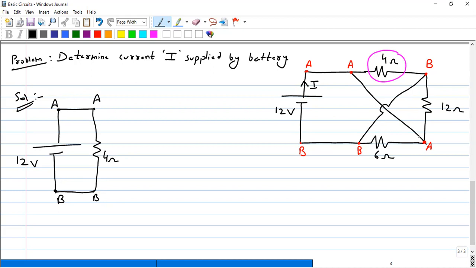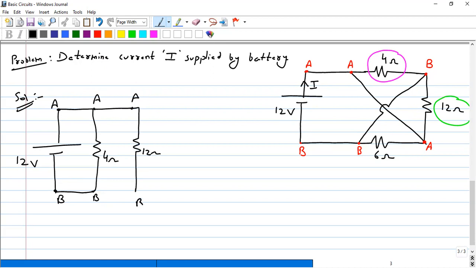Again, if you see properly, between point A and B you have one more resistance. What is that? That is a 12 ohm resistance here. So again, if we want, you can extend this line like this. Again, I have extended, and then I have drawn this 12 ohms. Simple.